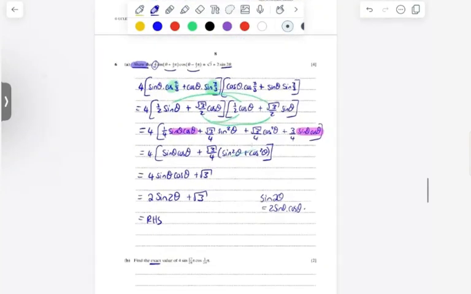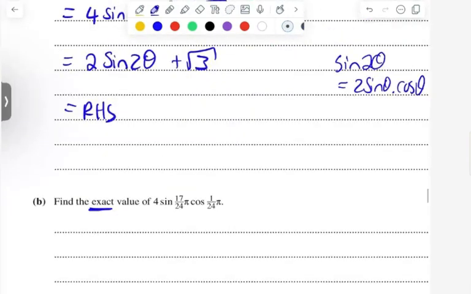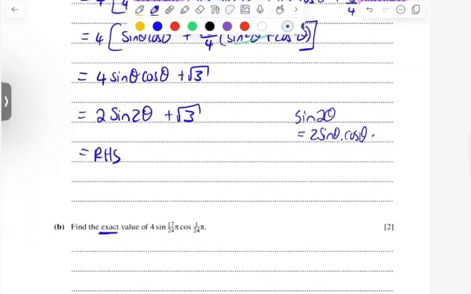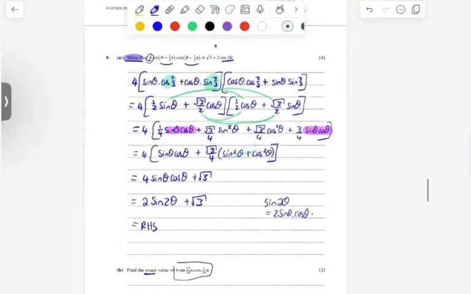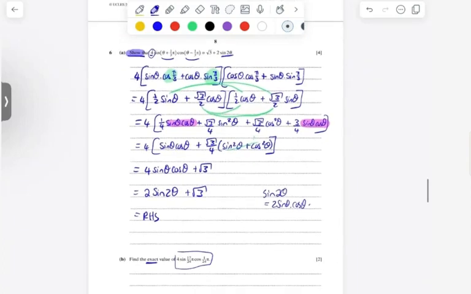So with these, you always want to see how is this related. This is very interesting what they gave me here, because they give me 4 sine of this whole thing, and then they give me cos of that whole thing. So I'm just trying to see how does this relate to my part A.